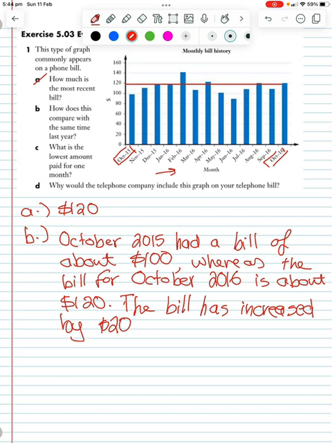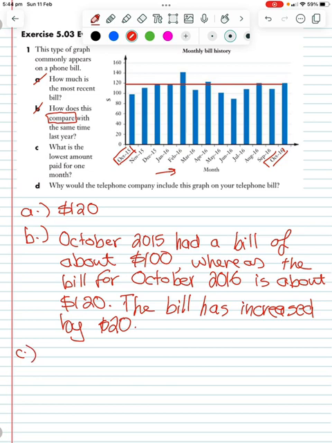The bill has increased by $20. So you're saying what it is in 2015, what it is in October 2016, and then you're making that comparison, because in here, it says compare.